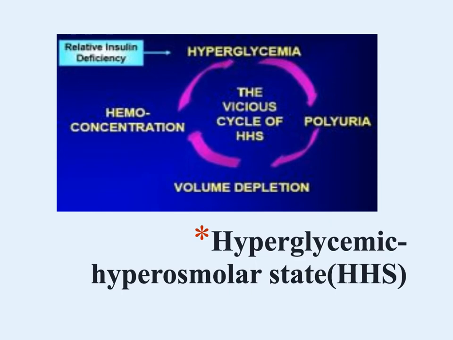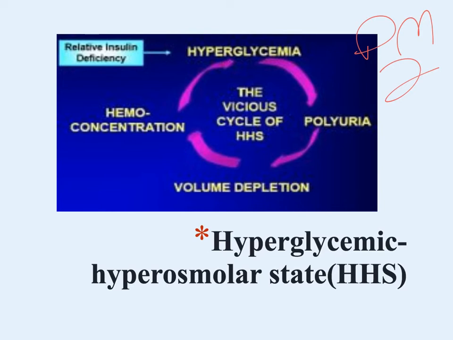Again, the priority treatment is to get them rehydrated with fluids, and then we start working on the blood sugar. This is just another visual to help you understand the hyperglycemic, hyperosmolar state. Again, this is a diabetic type 2 that gets this. HHS differs from DKA by the relative absence of ketosis and much higher blood glucose levels. They typically have a blood glucose level of greater than 600.